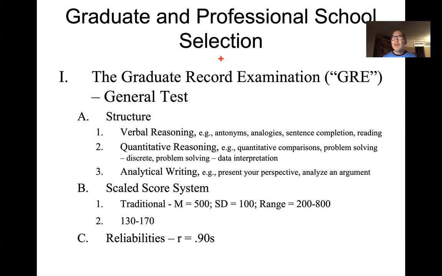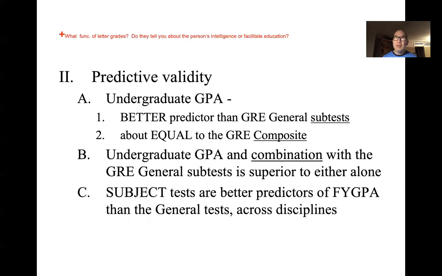The reliabilities, just like with the SAT, are pretty good. They're up there in the 90s. Its predictive validity, interesting enough: undergraduate GPA is a better predictor than the 3 GRE subtests we just described, and it's about equal to the GRE total score.